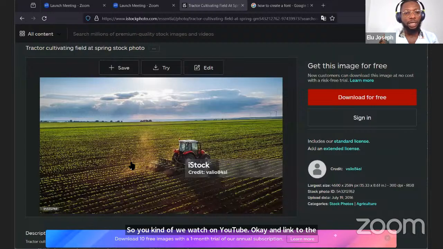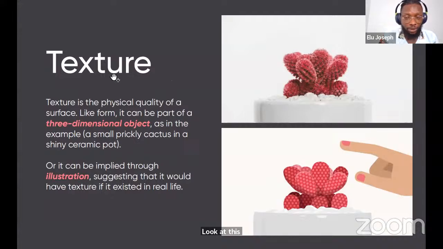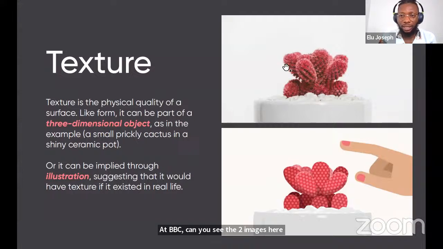When I'm downloading an image, can I know if it's raster or vector? It is very clear. See, let me help you understand it one last time. Look at this. Can you see the two images here? You can see the one on top is a real image. The one down is a vector image. That's the difference. You can see them and tell the difference. They are very different in appearance.